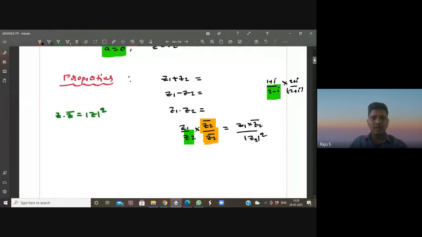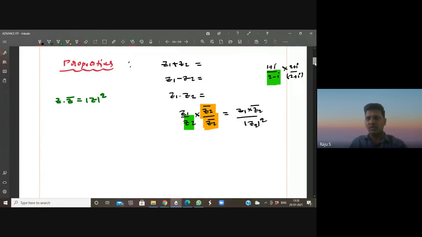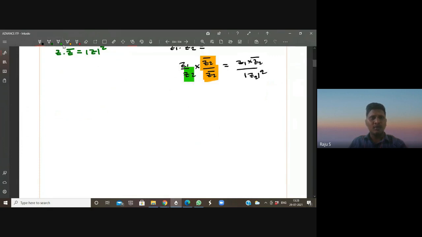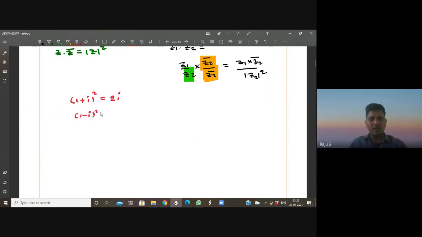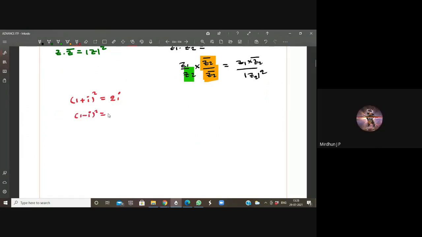Clear? Next. So that z1 by z2 we know, and moreover you have to remember 1 plus iota whole square and 1 minus iota whole square. So what is 1 plus iota whole square, students? This becomes 2 iota. 1 minus iota whole square value? Minus 2 iota.